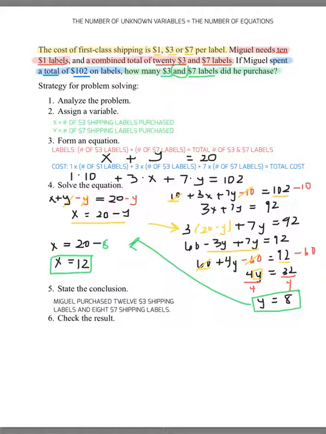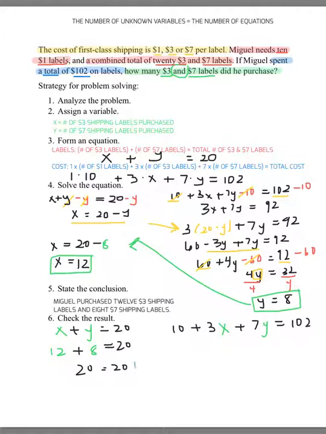So now let us go ahead and check the result. We'll start off with the original equations: x plus y equals 20, and 10 plus 3x plus 7y equals 102. Substituting in the corresponding values into the first equation, we end up with 12 plus 8 equals 20. The left-hand side is indeed 20, so we end up with 20 is equal to 20. So one equation is true.